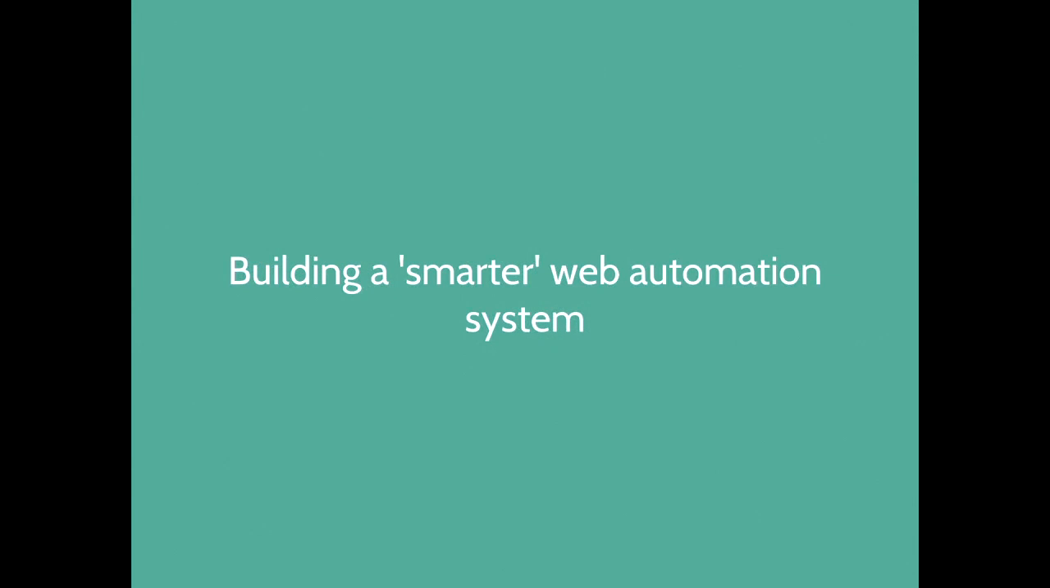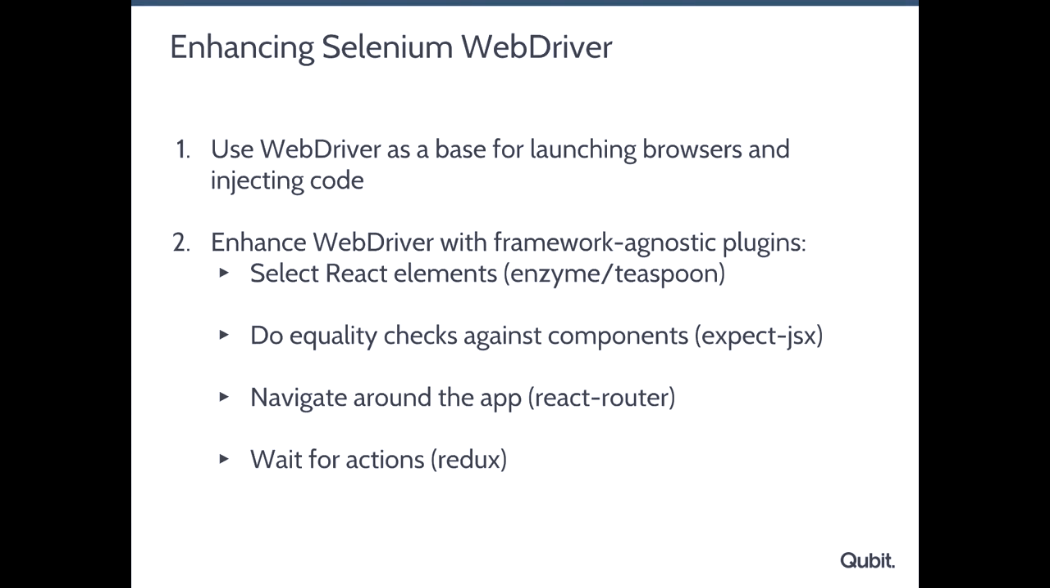So I want to throw around the idea of maybe we could build some kind of smarter web automation system. Let's build it on top of Selenium WebDriver as a base, because that works, it's great, it's really nice to work with. And we're not going to use its primary APIs. Instead, we're going to use it as a way to just inject code into any browser we want. And then this code we inject will be built out of small plugins.